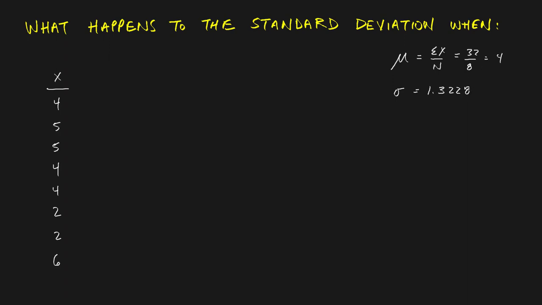I'll link here to the last video where I worked all of this out if you want to see that. But what I want to show you is what happens to my data, or what happens to my variation as I measure it here with the standard deviation. So what happens to this 1.3228 if I make a change to all of my data at once? The sort of thing that would happen if you just add 5 to all of these values, or multiply all of these values by 3, something like that.